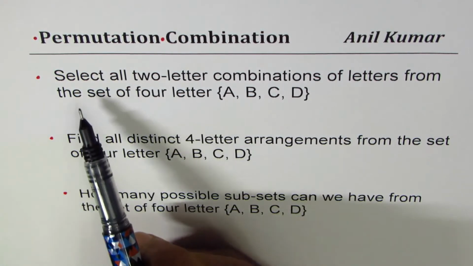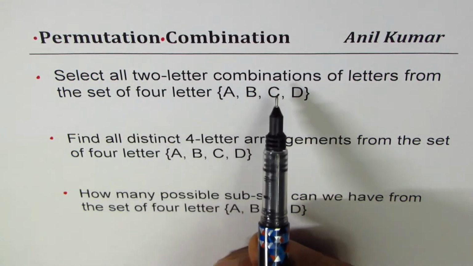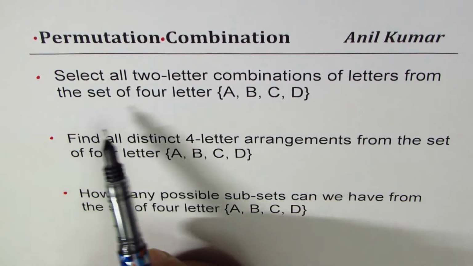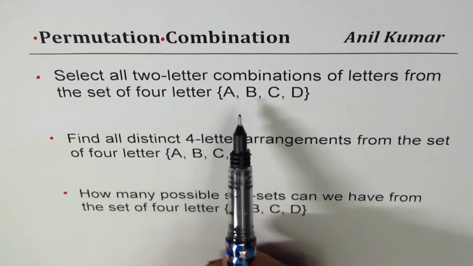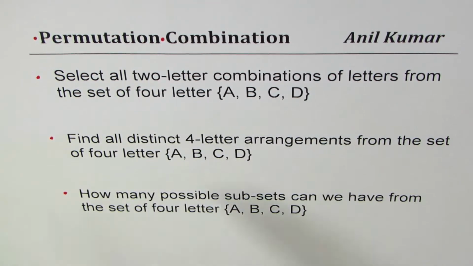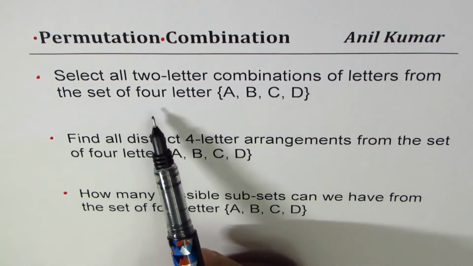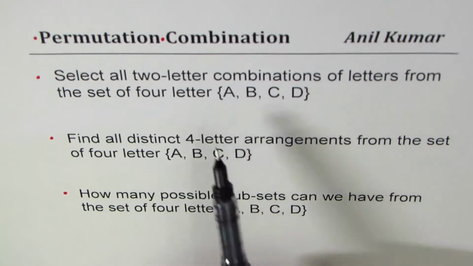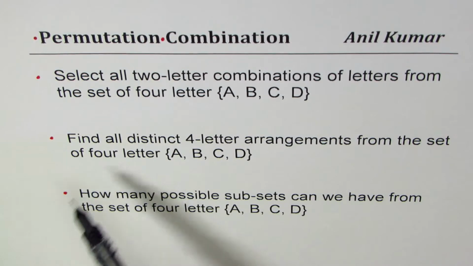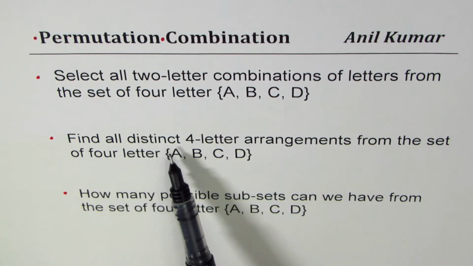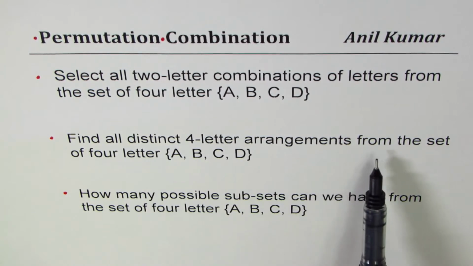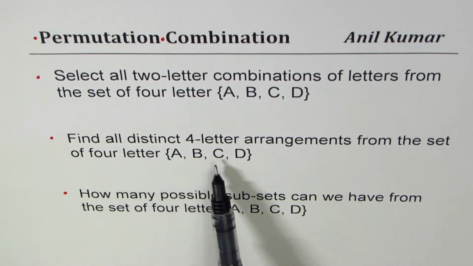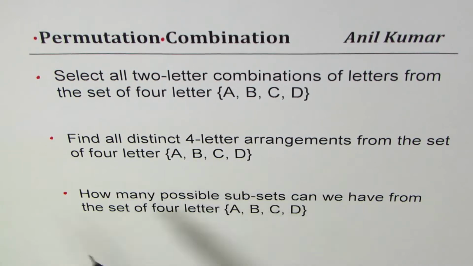The first one is select all two-letter combinations of letters from the set of four letters A, B, C and D. So that's an exercise for you. You are given a set which has four letters A, B, C and D. You need to select two-letter combinations, write them out, right? The second one is find all distinct four-letter arrangements from the set of four letters A, B, C, D. Same set of A, B, C, D. You need to find how many arrangements can you make using all four letters.